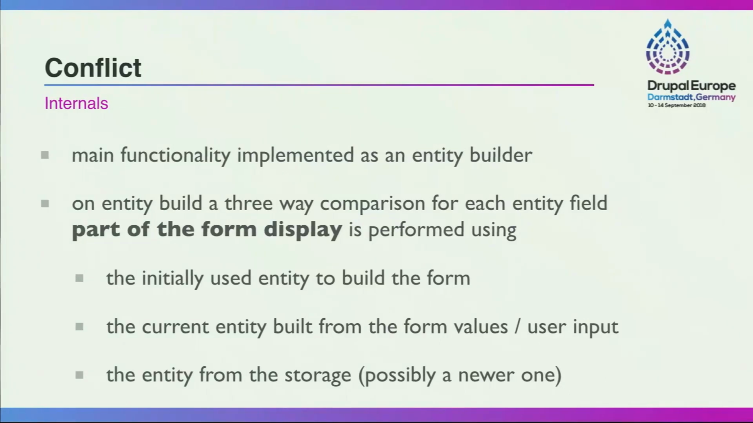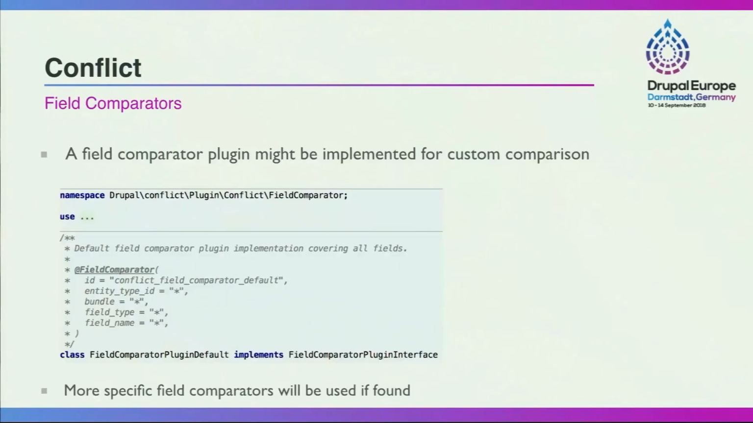And by comparing these three entity versions, we can decide what kind of conflict we have there. Is it a conflict that has occurred, is it a change that has been made only in the newest entity that's saved in the storage, or is it a change that has been made only by us? And that's important in order to solve the conflicts later.